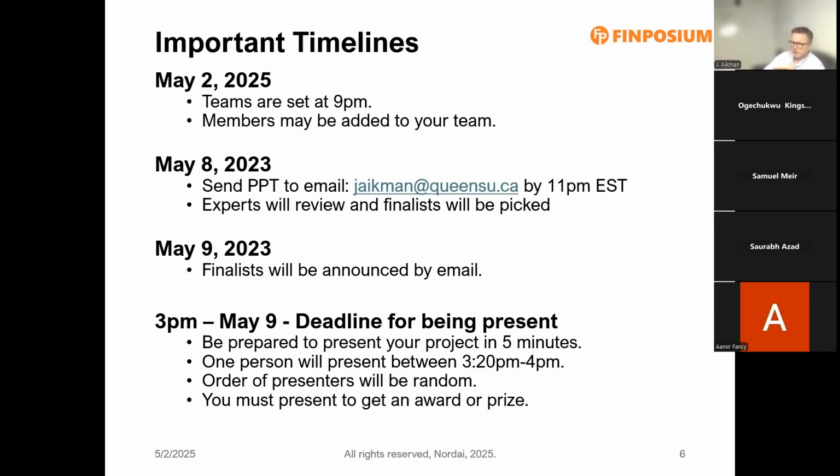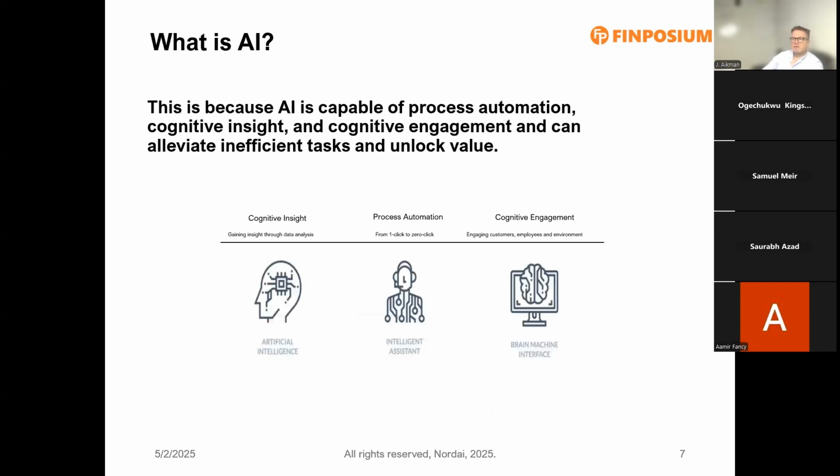You won't be able to jump in last minute, or if you show up late, you won't be able to join. Who presents will be random, and you have to present to get an award or the ultimate grand prize. So again, think about AI and what it does.